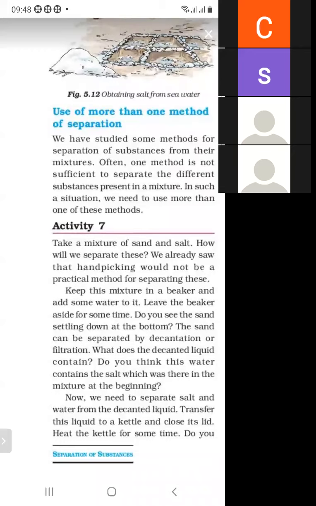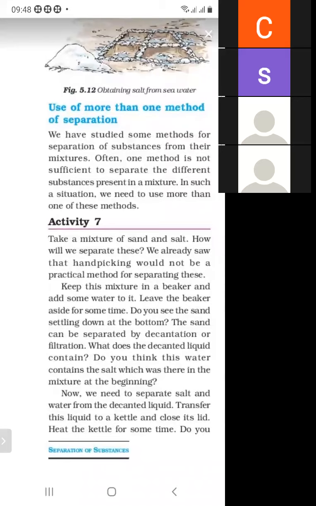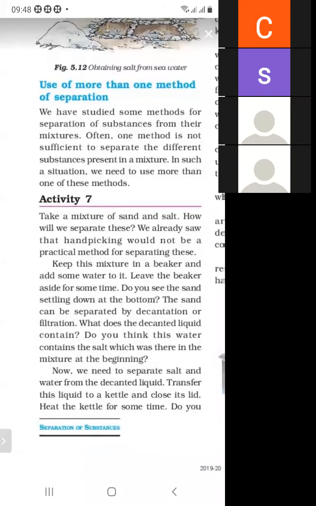And then water is poured out, and the water is separated. This is called decantation: sedimentation and decantation. Then the water remains in the beaker. This water contains the salt, and then we will heat the salt water. When we heat the salt water, what remains in the beaker? Salt remains in the beaker, and the water evaporates.